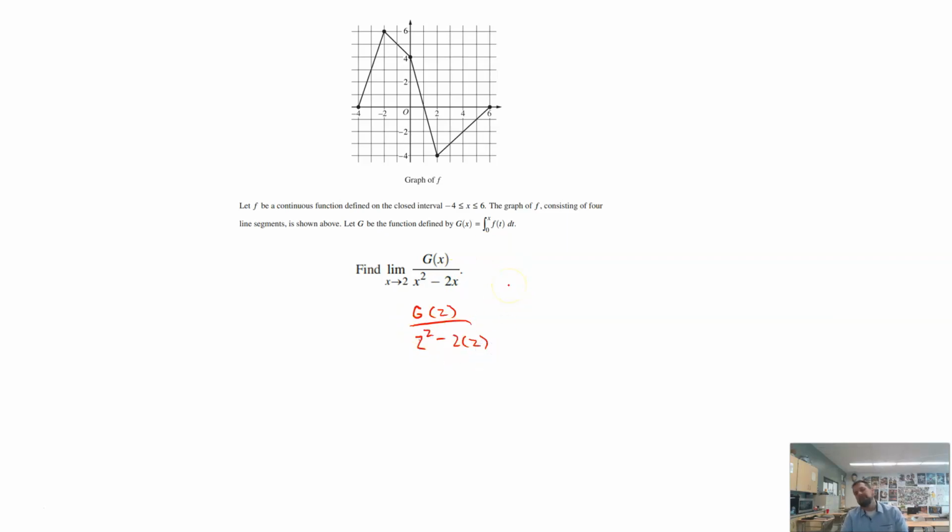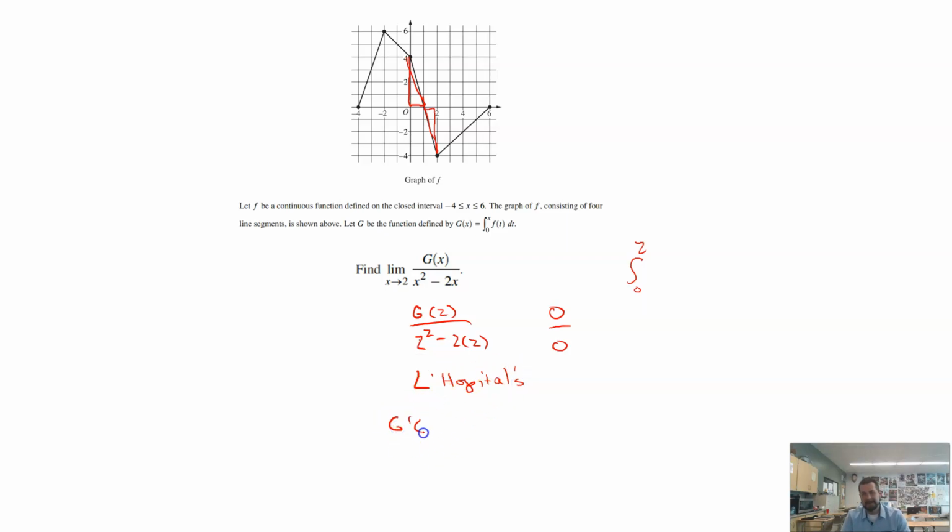As is usual, the first thing we always do is plug in our limit. In this case, g of 2, that's the integral from 0 to 2. Just like we talked about before, that triangle and that triangle are going to cancel each other out. So I get 0 on top and 0 on bottom, which means I have to use L'Hopital's rule to find out what this limit is.